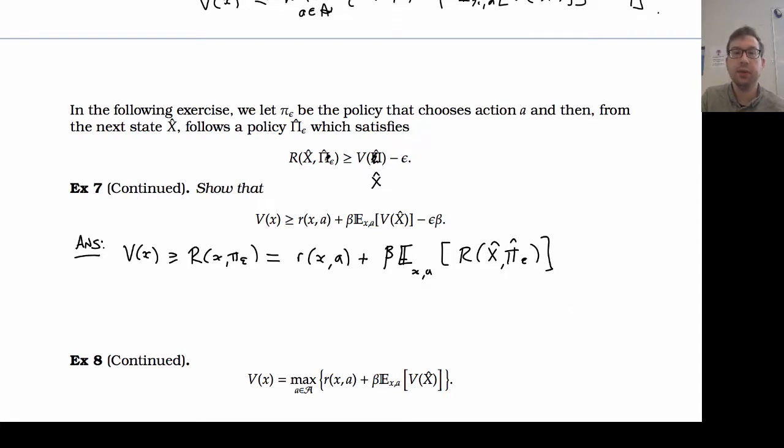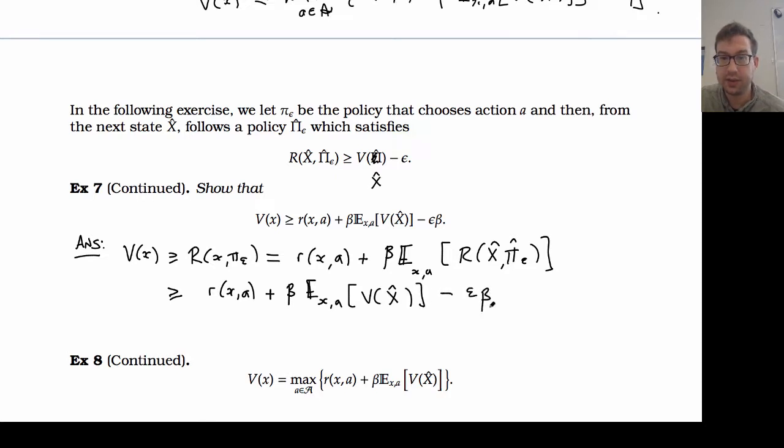And then I've assumed that the policy that I take after the first action A is going to be within epsilon of the optimal one. So then, substituting my assumption in, I'm going to have this is less than epsilon beta, okay, which is what we wanted. We're kind of feeling like we've got something close to the optimal solution now.